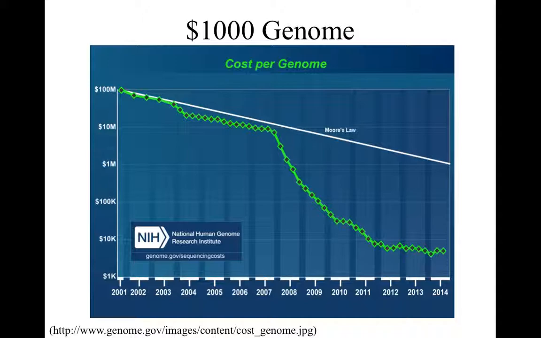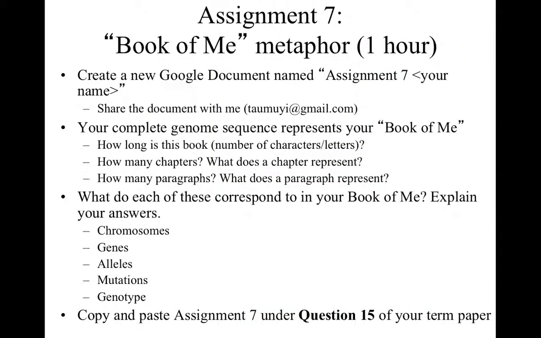The key technological advances making this cost reduction possible have been more efficient robotics for preparing the DNA sequencing reactions and more highly parallelized sequencing. So the day is rapidly coming when everyone will have their genome sequenced. Everyone will have their own book of me.